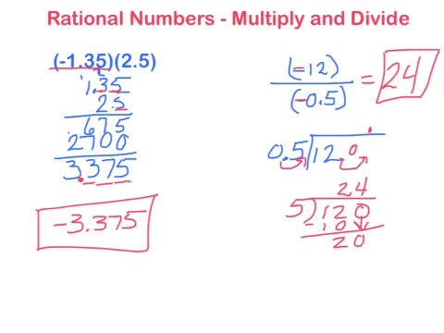If you estimate on this one, can you see that if you had 12 cookies and they were divided into pieces that were half-size pieces, wouldn't you have 24 pieces?